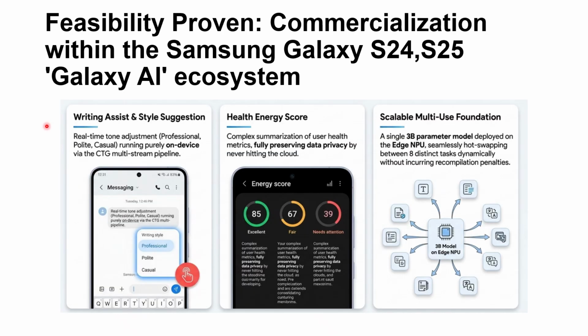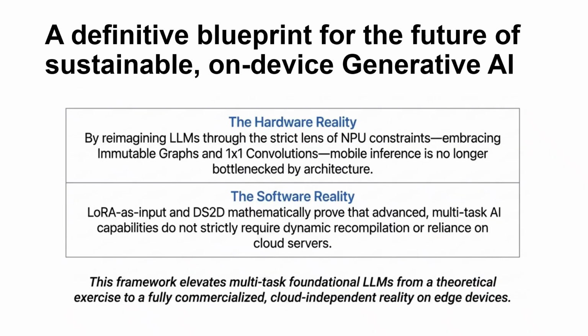This framework is not just theoretical. It has been successfully commercialized into the Samsung Galaxy S24 and S25 Galaxy AI ecosystem. It powers high-impact features like writing assist, summarization, and health energy scores entirely on-device, preserving user privacy by never hitting the cloud. By bridging the gap between server-scale flexibility and immutable edge hardware, we have enabled high-performance on-device generative AI.